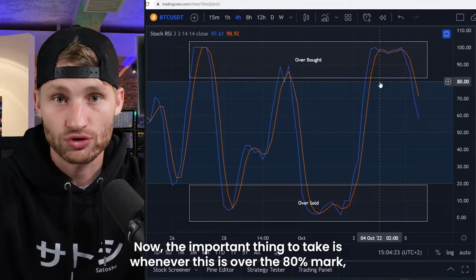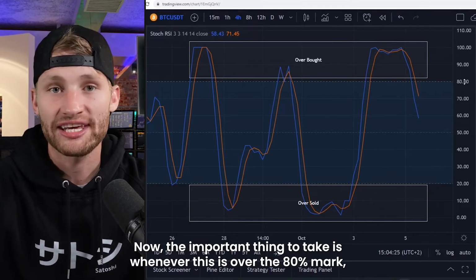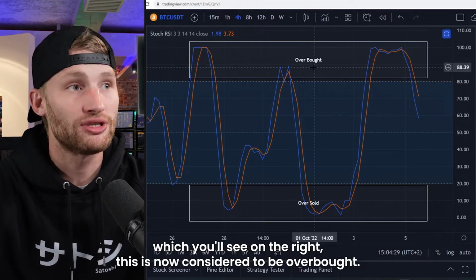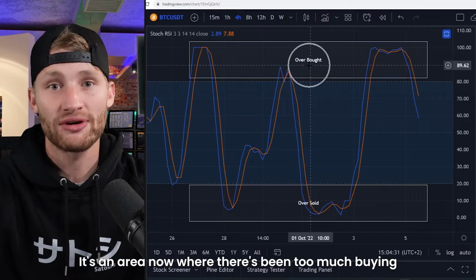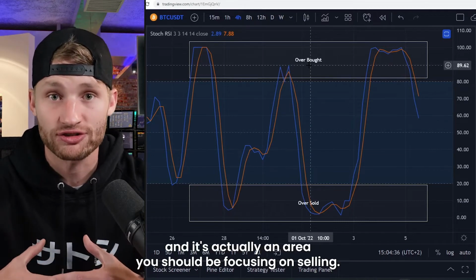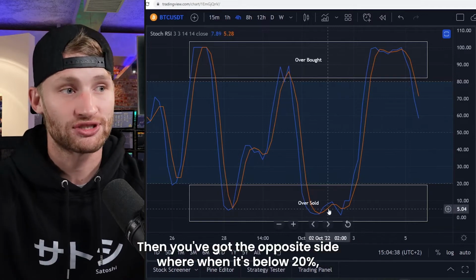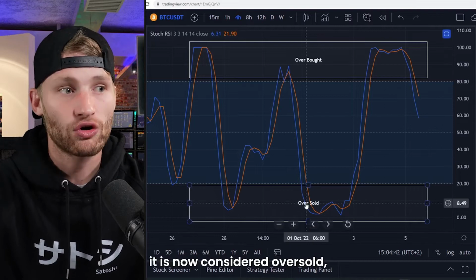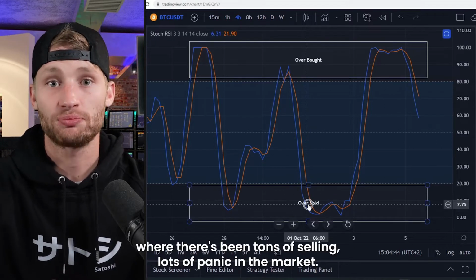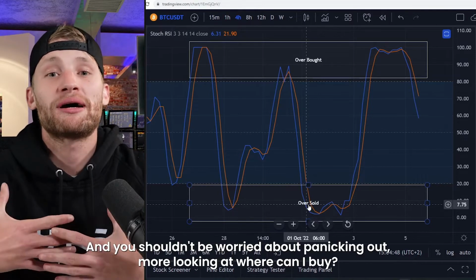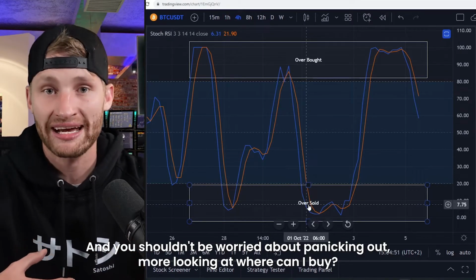Now the important thing to take is whenever this is over the 80% mark, which you'll see on the right, this is now considered to be overbought. It's an area where there's been too much buying, and it's actually an area where you should be focusing on selling. Then you've got the opposite side, where when it's below 20%, it is now considered oversold, where there's been tons of selling, lots of panic in the market, and you shouldn't be worried about panicking out, more looking at where can I buy.